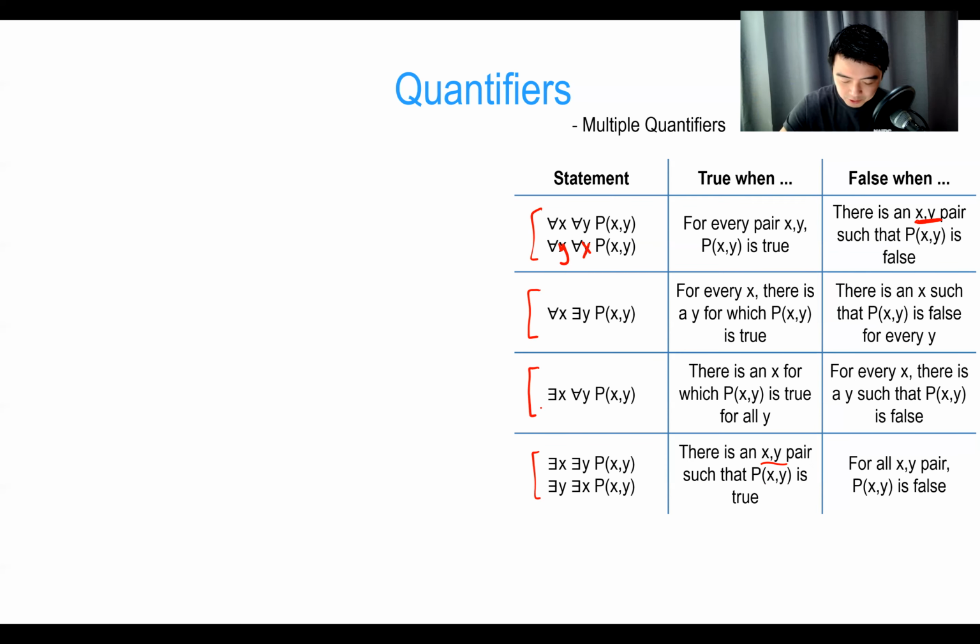On the other hand, what about there exists x for all y? If we say there exists x for all y, p of x, y, that means it's true when there's one x. So you have to figure out what that x is. Find that one x such that it doesn't matter what y is, p of x, y will always be true. Then that statement is true. But it's false when for every x there is a y such that p of x, y is false. That means there is no such x that every single y makes true.